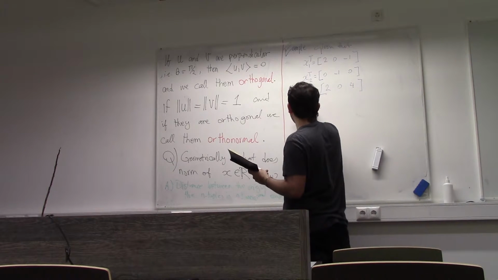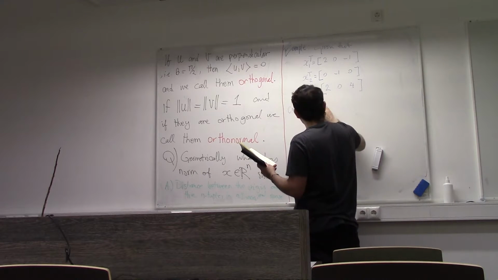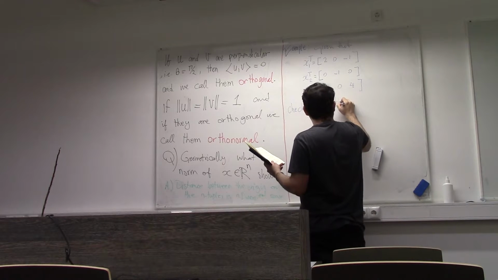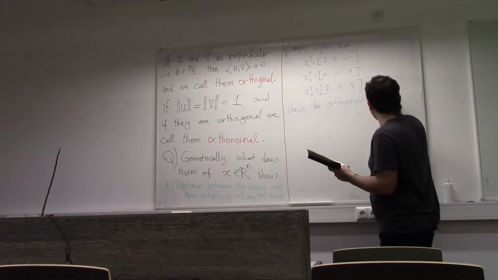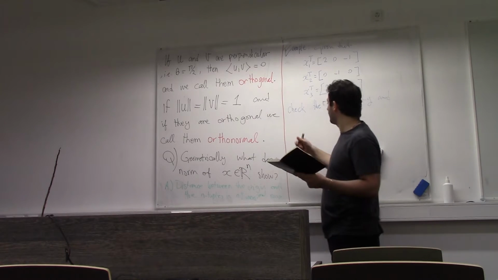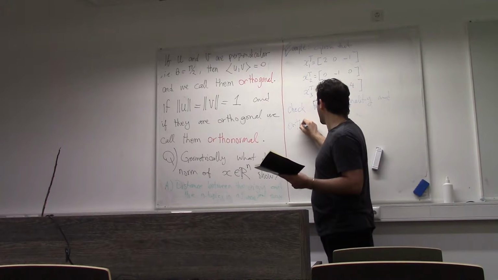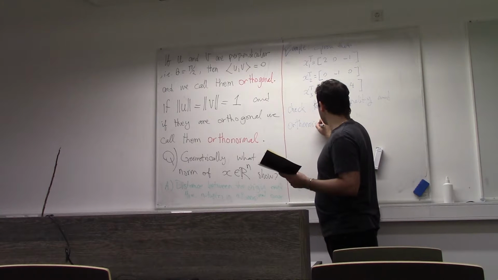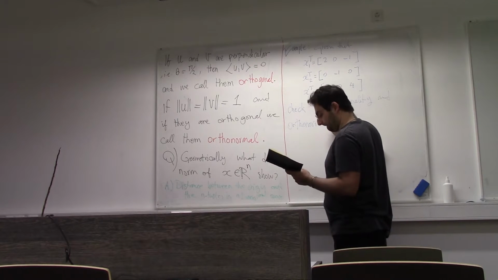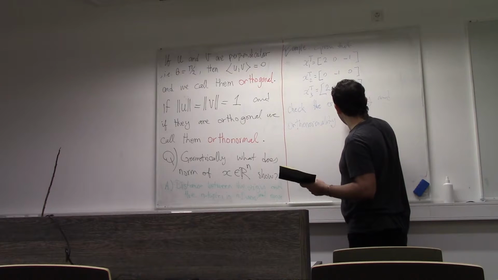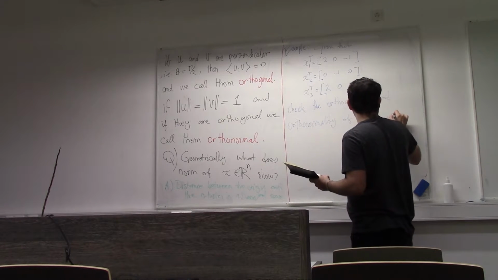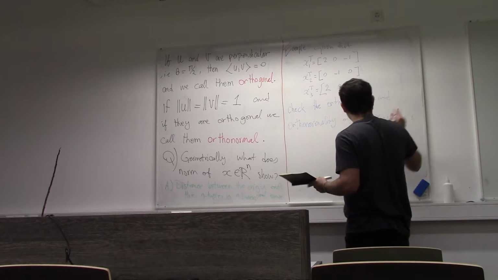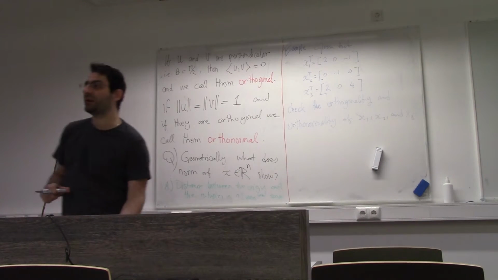Check the orthogonality and orthonormality of x1, x2, and x3. So we have three column vectors.